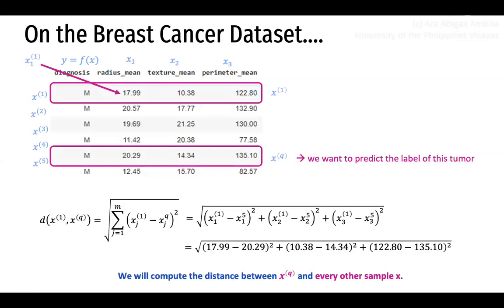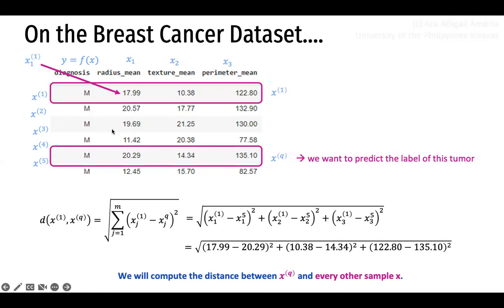Suppose we have the breast cancer data set. So I just reduced here the number of features for the sake of visualization. So we have, let's say, the diagnosis, which could either be M or B for malignant and benign. And then we have several features, x sub 1, x sub 2, x sub 3, which is the radius, texture, and perimeter mean. Okay, so we have several samples. And let's say we have a query point x sub 5, and we want to predict the label of this tumor.